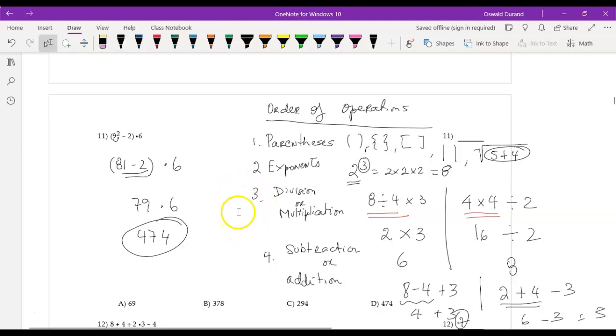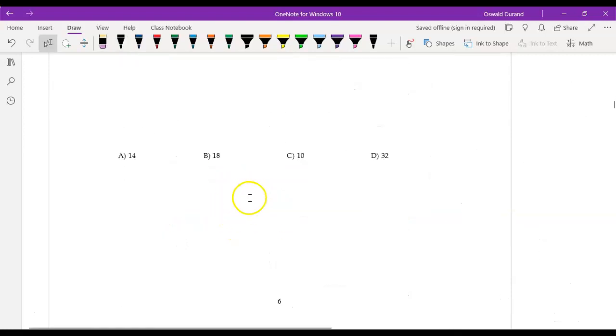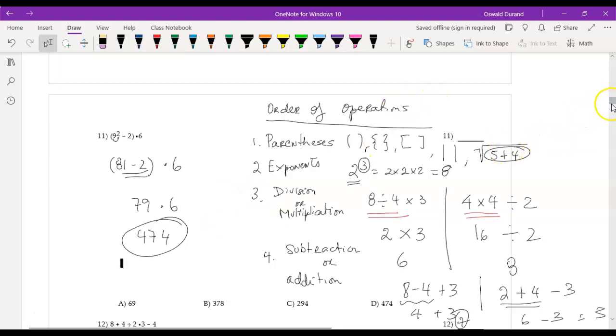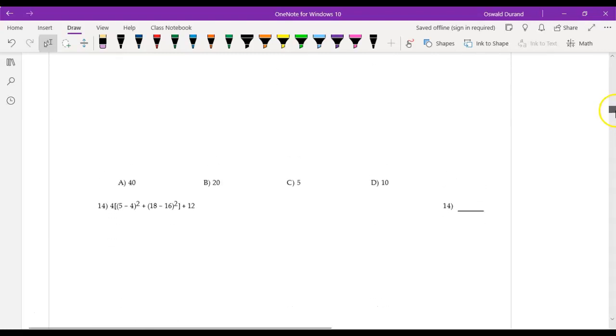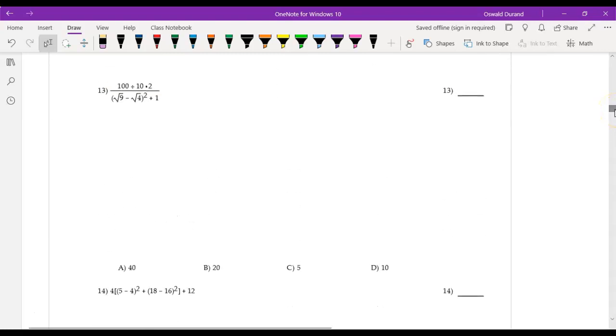Alright, so let's move on. So that was the first problem. Maybe we want another problem, a little bit more complex than that, right? So let's do the next two here. Here we have a rational expression. The way you're going to handle that rational expression is that you're going to evaluate whatever is on top, applying the order of operations on top, and then the one at the bottom. Okay? And that's what we're going to do.